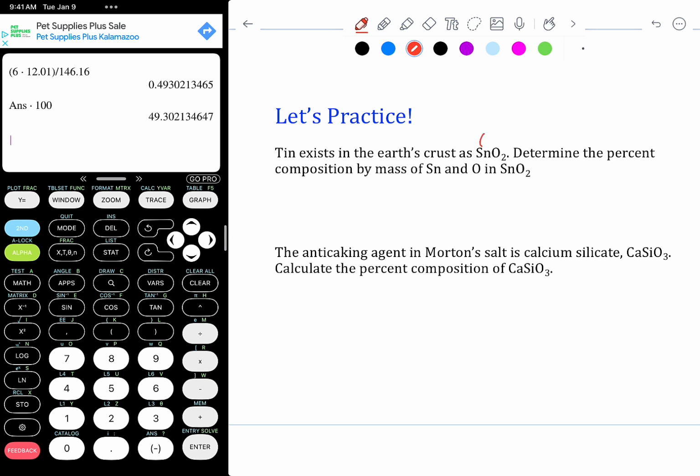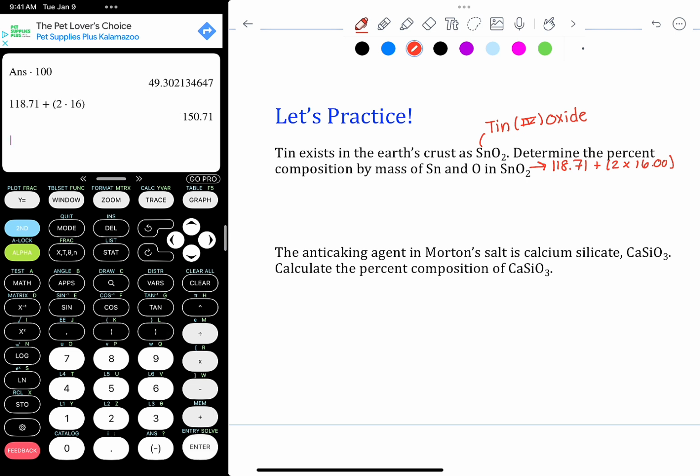Tin oxide. That's tin 4 oxide. Okay, so the first thing we want to do is find the mass of tin 4 oxide. So we take the mass of tin, which is 118.71, add that to 2 times the mass of oxygen, and we get, let's see, 118.71 plus 2 times 16, we get 150.71.